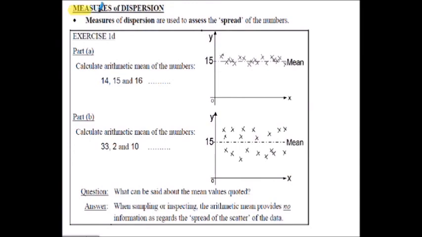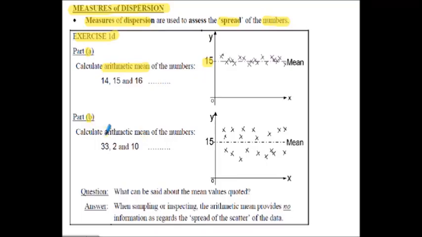What we're going to look at now are measures of dispersion. That's a very fancy way of saying the spread of the numbers, or spread of the data. Exercise 1D tries to illustrate this. In part A, we're asked to calculate the arithmetic mean of the numbers 14, 15 and 16. To do that, we simply add them up and divide by the number of them. Adding them up, 14 plus 15 plus 16 divided by 3 gives you a mean average of 15.